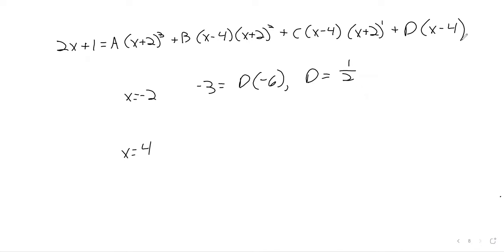And then x equals 4 gives us something. 8 plus 1 is 9 equals A. Okay, we are reaching and surpassing my mental arithmetic. 4 plus 2 is 6. 6 cubed is 216. And then everything else goes away.